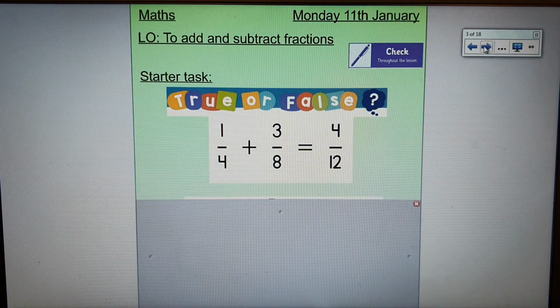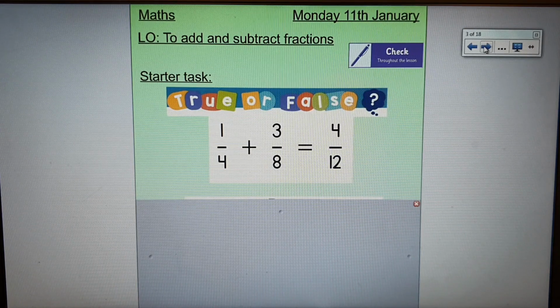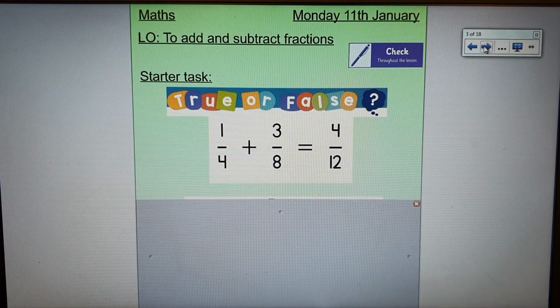Okay, so as I said earlier, we're looking at fractions this week, and today's objective is to add and subtract fractions. So a quick starter task. Can you pause the video and have a little go at this true or false?